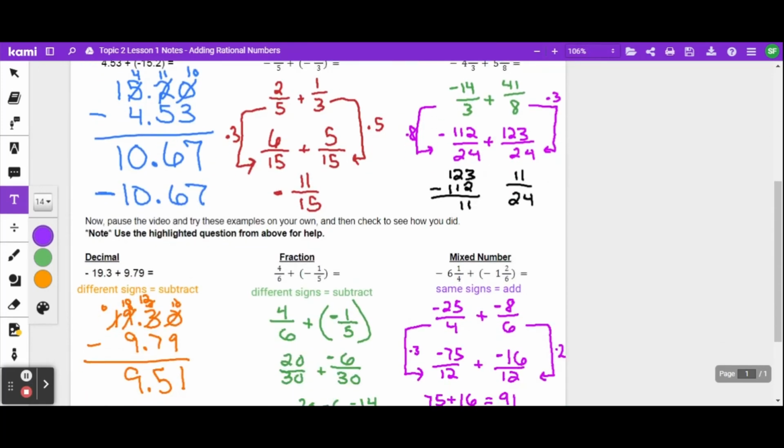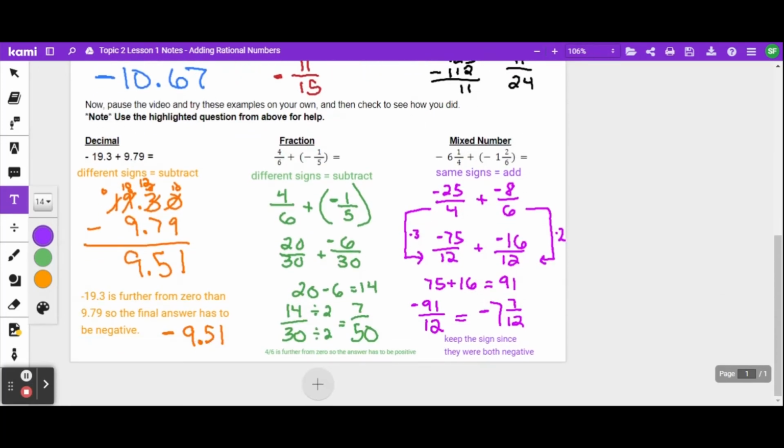Here are the answers for each of the problems that you should have done on your own. I tried to explain why I was subtracting, even though it is an addition problem. And I tried to explain why the answer might be positive or negative.